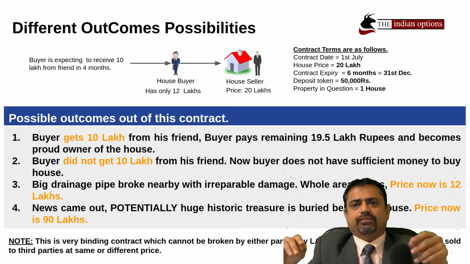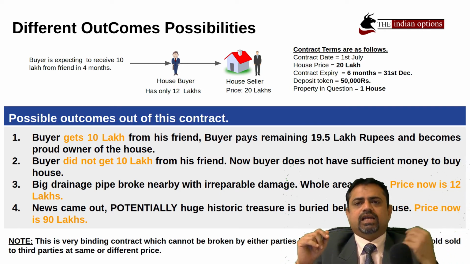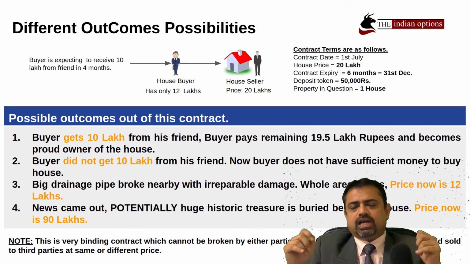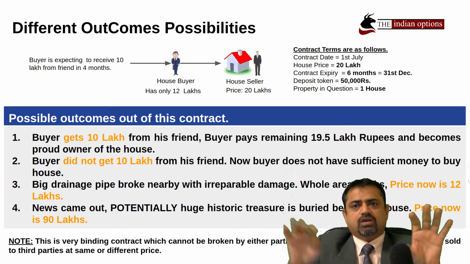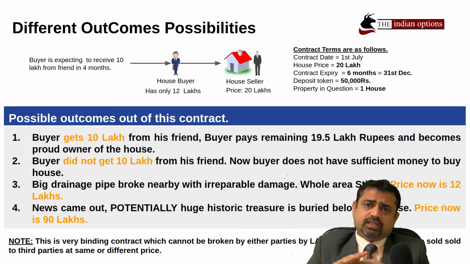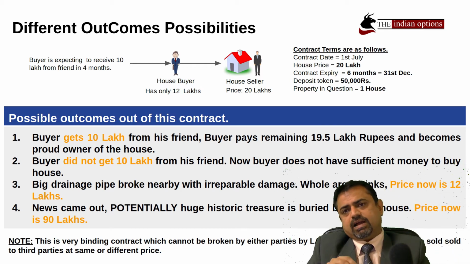This is the first scenario. The second thing that can happen is that the buyer did not get 10 lakh from his friend. The buyer does not have sufficient money to buy, and so the contract is null and void. So it's not going to happen. Now, these are normal outcomes. These 2 outcomes are normal outcomes, and there is a third and fourth outcome that I am discussing here.